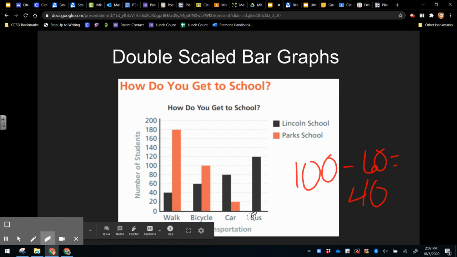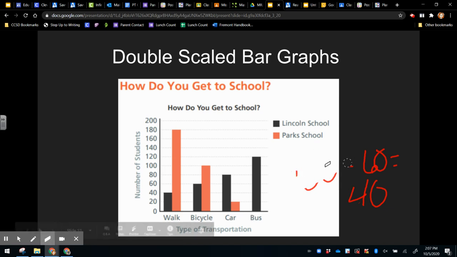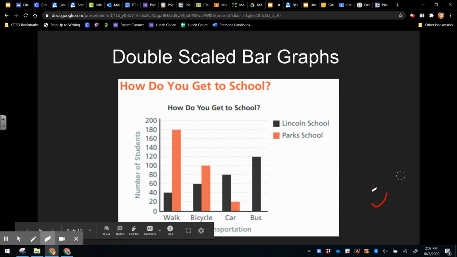What about this bus one? What does that tell us about Parks School? This black bar is Lincoln, but I don't see any red. So does anyone ride the bus to Park School? No, they must not have a bus.